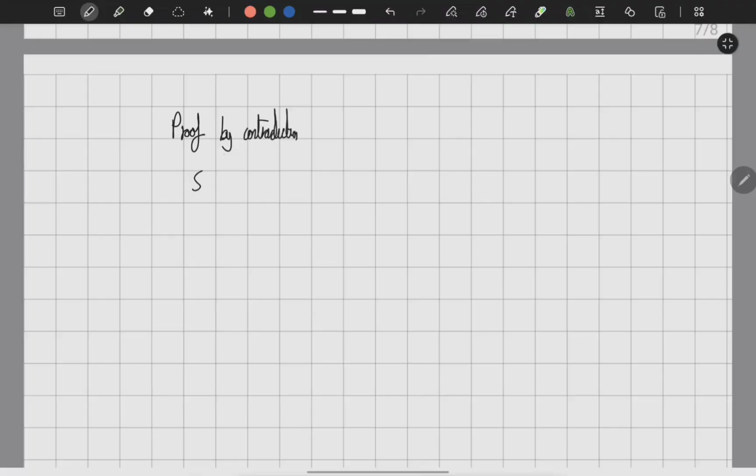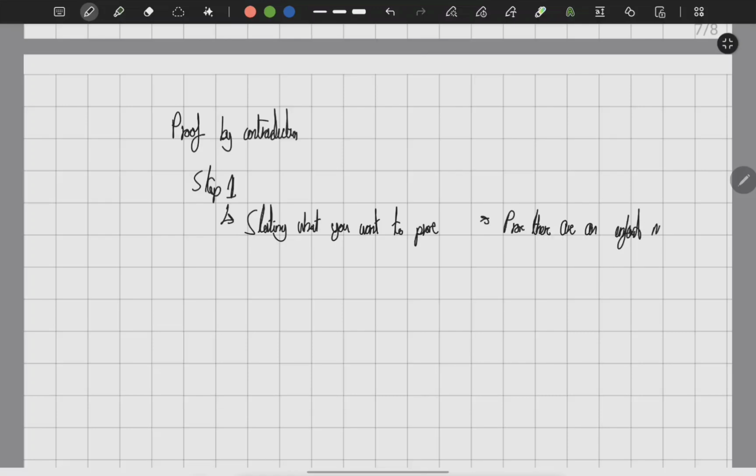So the first thing is just that, like, normally given in the question. So that's stating what you want to prove. So for example, this would be like the question saying prove there are an infinite number of primes. Like that would be like the first part.